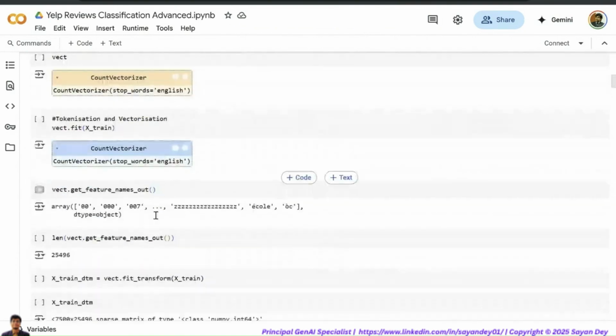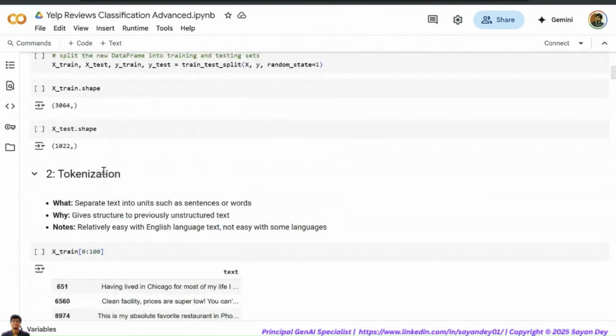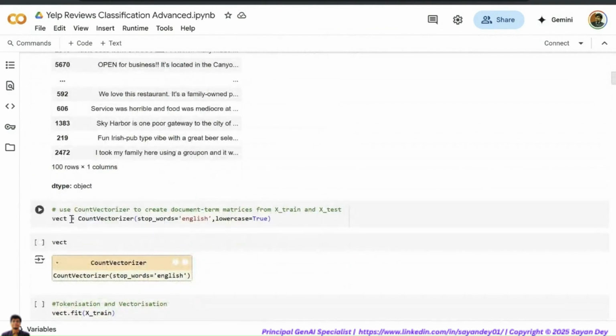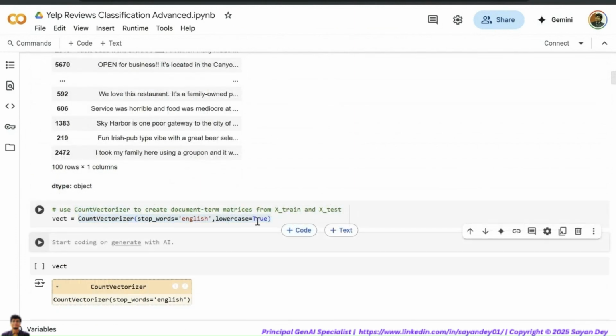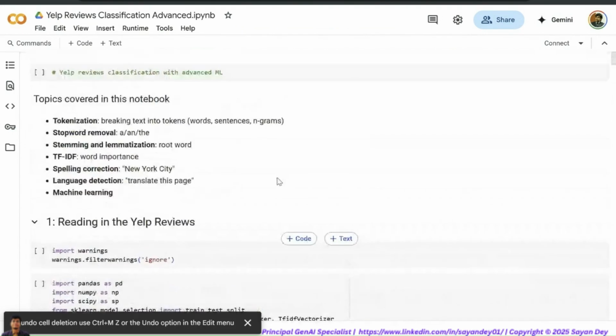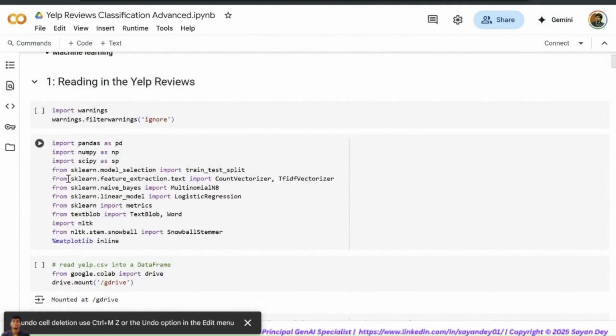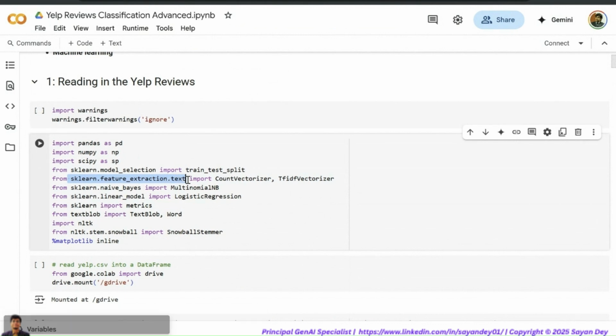Anyways, so now we move on. Let's see the process. We do tokenization. So we use something called CountVectorizer to perform the tokenization. This is the step-by-step approach we are following, and CountVectorizer is again part of sklearn feature selection, feature extraction. You can see all of these are part of sklearn. Sklearn is the machine learning library in Python, so we are using CountVectorizer.